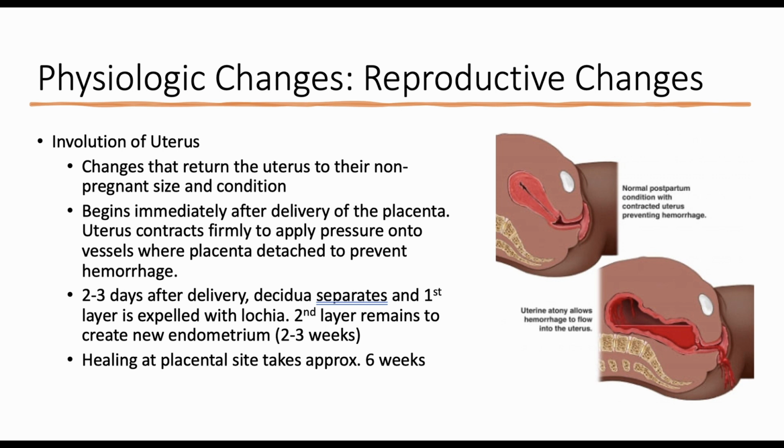What we want to happen, as we can see in the picture, is that once the placenta separates, we've got that big wound ready to start bleeding like crazy. We want the uterus to do what it does in that top picture, which is clamp down, contract, and basically hold pressure on its own wound. If it doesn't do that, that wound is just going to keep bleeding, causing hemorrhage.